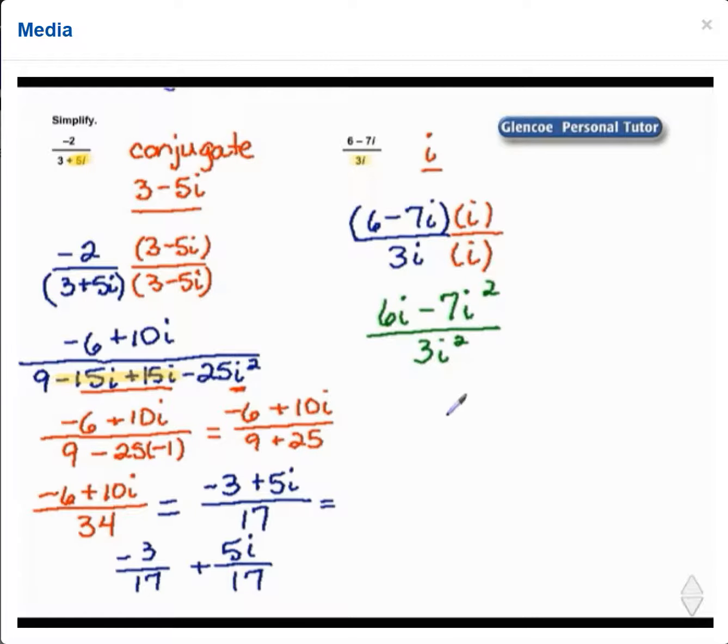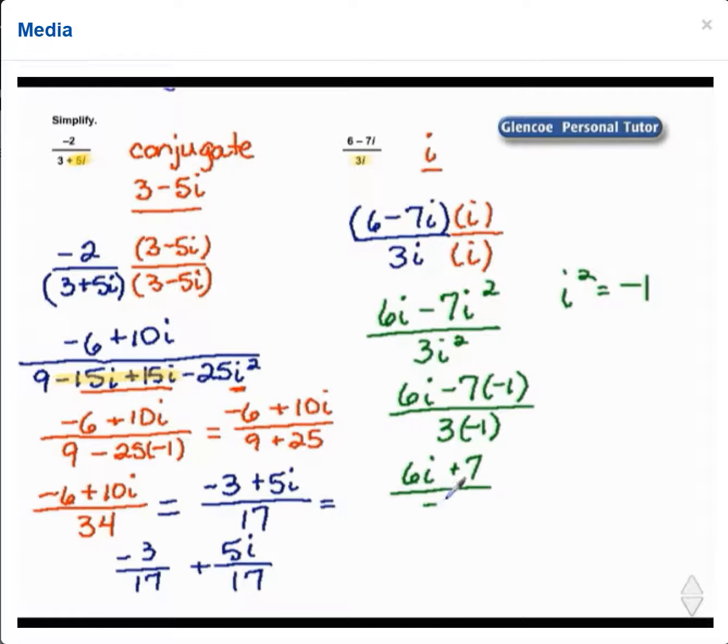So now again we'll remember that i squared is equal to negative 1, and we have that in two different places here. So we have 6i minus 7 times negative 1, and in the denominator 3 times negative 1. So we'll simplify a little bit further now. We have 6i, and this will become plus 7 all over negative 3. So now we need to do a little more simplifying and put this into standard form.